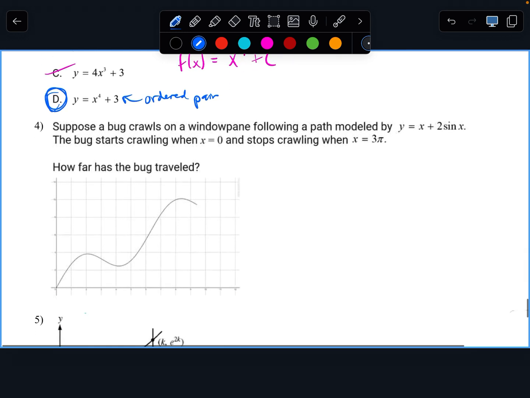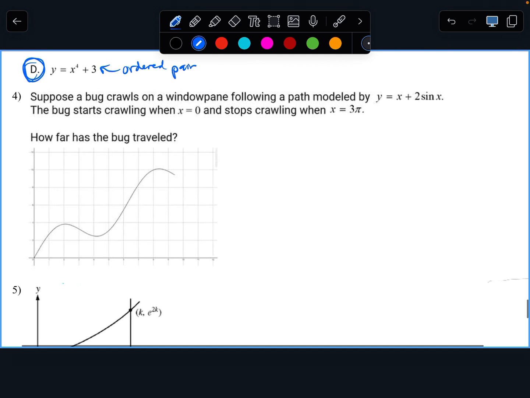All right, do you want to try doing the bug? You can use the calculator, so why don't you just practice? It's fun. Ready, number 4. Find the length the bug traveled, because these are things we need to know.